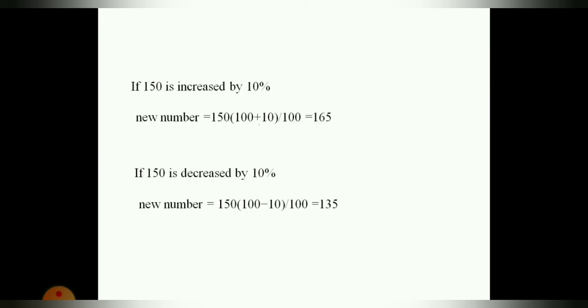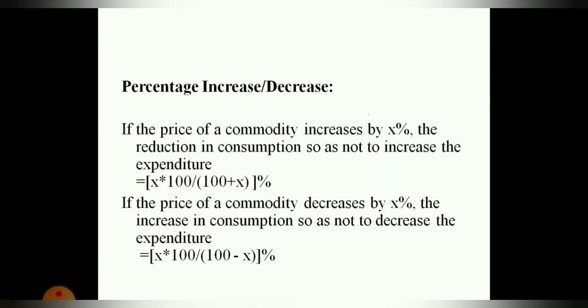So we can see the examples. For example, if 150 is increased by 10 percentage, what is the new number? New number equals 150 into, as it is increasing 10 percentage, 100 plus 10, which is 110. 150 into 110 by 100 is equal to 165. And if 150 is decreased by 10 percentage, then the new number is equal to 150 into 100 minus 10, which is 90, divided by 100, is equal to 135.